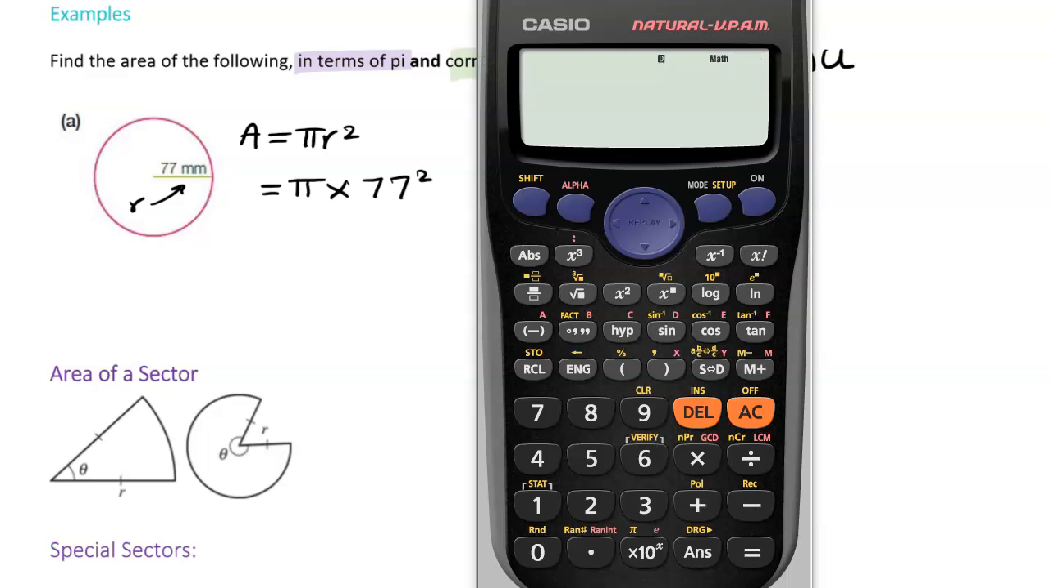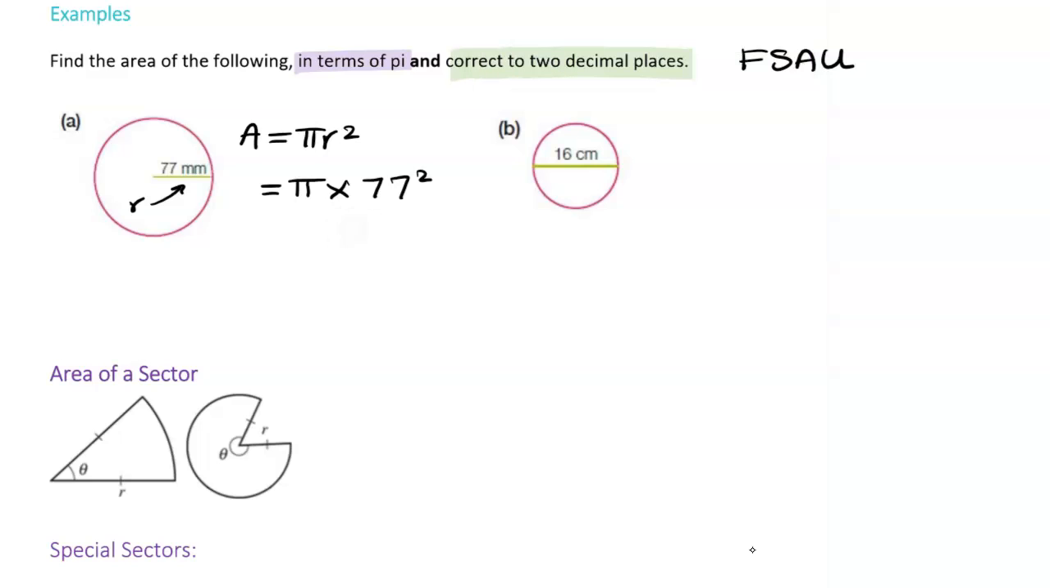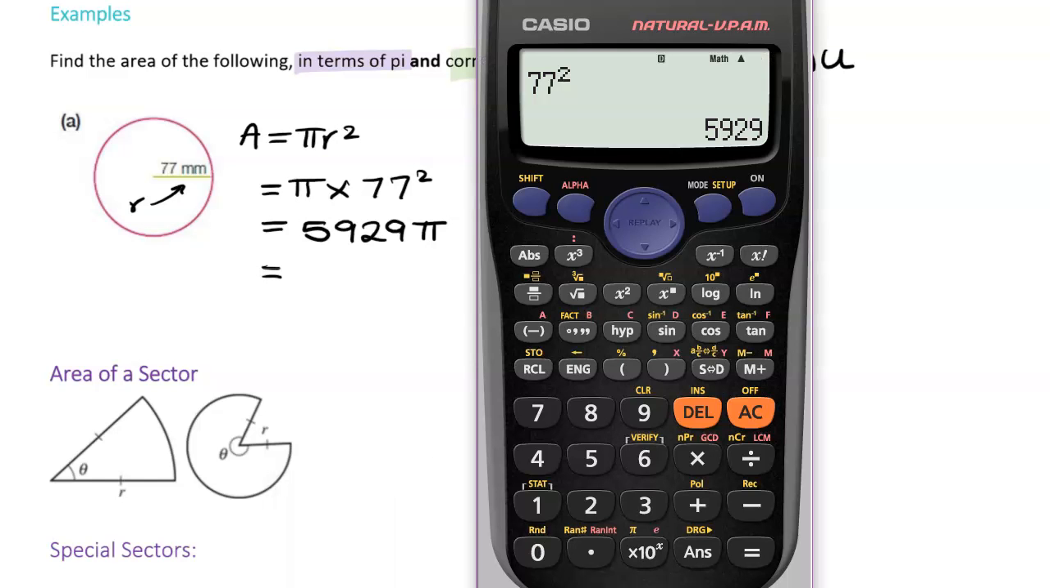Now, if we're doing this in terms of pi, we need to find out what 77 squared is. You could do that by hand, or you can do it on your calculator. So that's going to be pi times 77 squared, which is the same as 5,929 pi. Let's put that down. Awesome. If we wanted to actually figure out what that was, correct to 2 decimal places, there's a couple of things that you could do next.